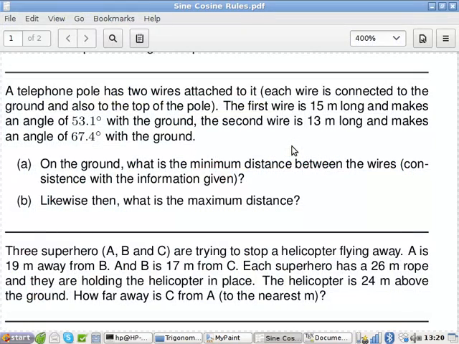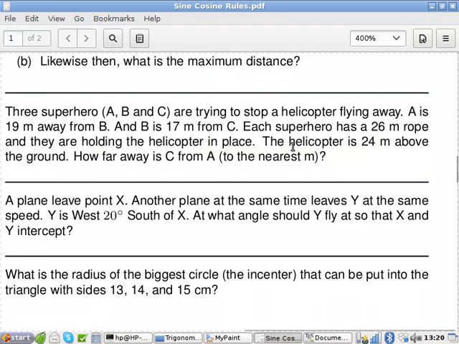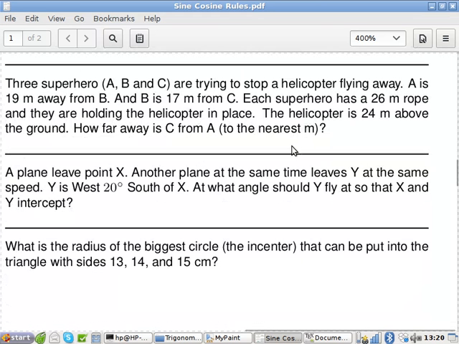Right, we'll do one more of these. The number 8 now. Okay. So it's a bit like the previous one, except now it's 3 dimensions.